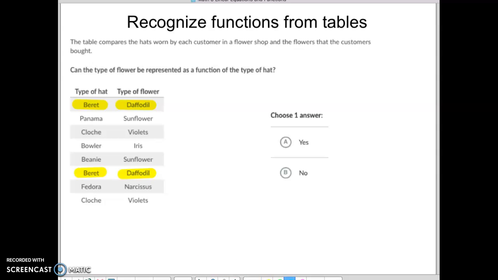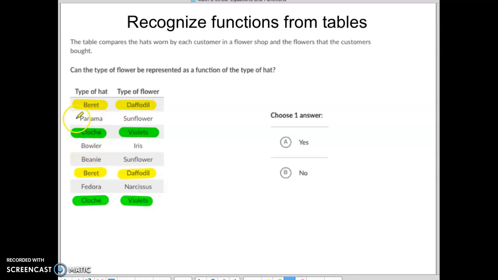Let's see what else we got here. Are there any other pairs in here that I can look for? This cloak: if I have a cloak for an input, I get violets for an output. So that works. So that's good. Then let's see what else we've got.